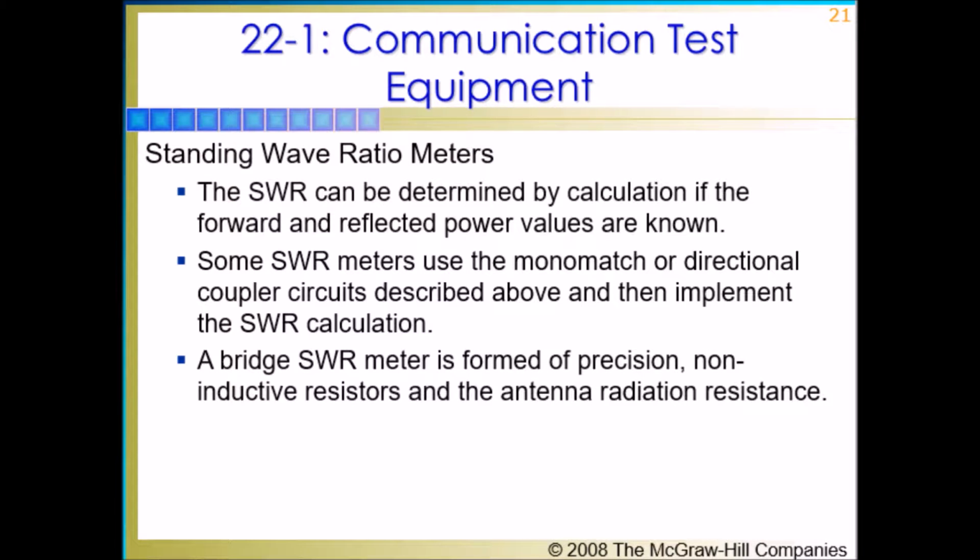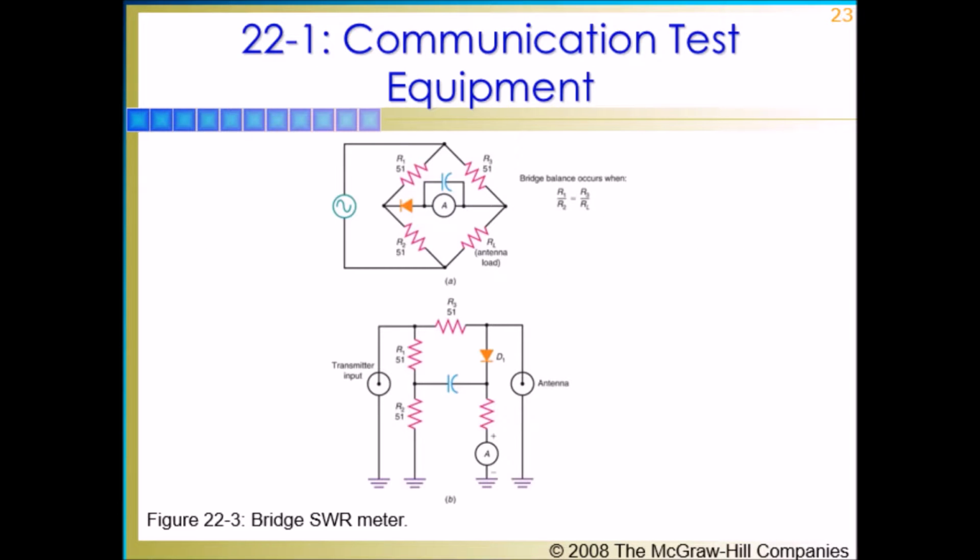Standing wave ratio meters. The standing wave ratio can be determined by calculation if the forward and reflected power values are known. In the figure shown, you can determine the standing wave ratio directly. Figure A shows a bridge standing wave ratio meter. A bridge is formed of precision non-inductive resistors and the antenna radiation resistance. In some SWR meters, resistors are replaced with a capacitive voltage divider. The meter is connected to measure the unbalance of the bridge.